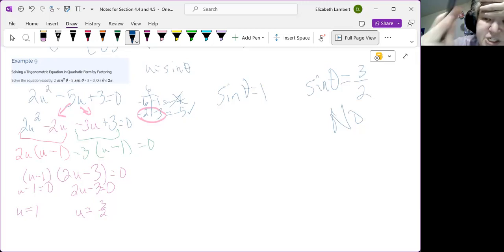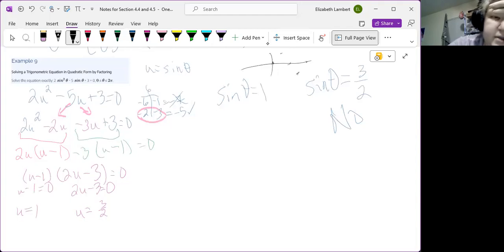So the only equation we actually have to continue with now is that the sine of theta equals 1. Where does sine equal 1? So again, I think back to my graph for the extremes. 0, 1, 0. Negative 1, 0. So 0, pi over 2. There it is. Theta equals pi over 2 plus 2 pi k.